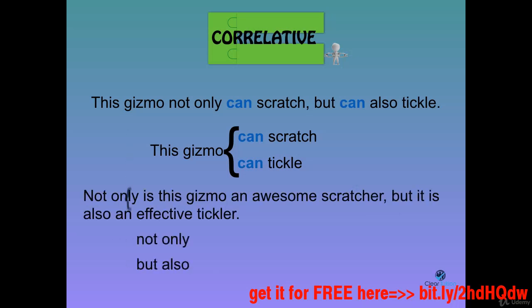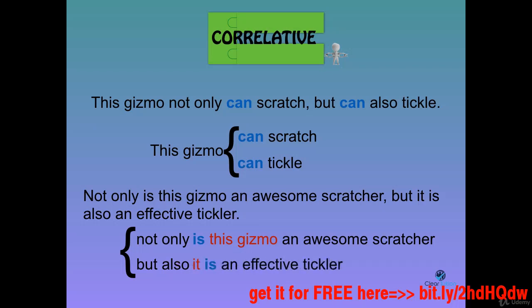In this example, the first part of the conjunction comes at the beginning of the sentence, so there's no stem word serving both sections. Even so, the same rule holds. The words that come after each part of the conjunction have to match grammatically. Here, the first part contains a subject, this gizmo, a verb, is, and a noun phrase, an awesome scratcher. It's mirrored by the second part of the sentence, which also contains a subject, it, a verb, is, and a noun phrase, an effective tickler.